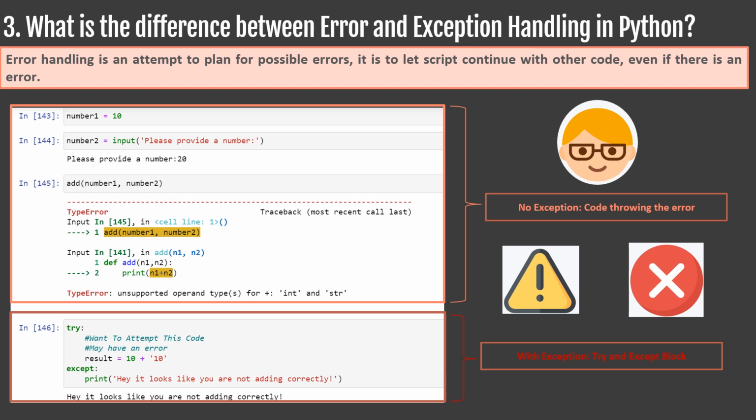With exception handling, an exception in Python is an incident that happens while executing a program that causes the regular course of the program's commands to be disrupted. Block 2: the try and except blocks are created, wherein whenever an error occurs in addition, an exception is thrown which says, "Hey, it looks like you are not adding correctly."